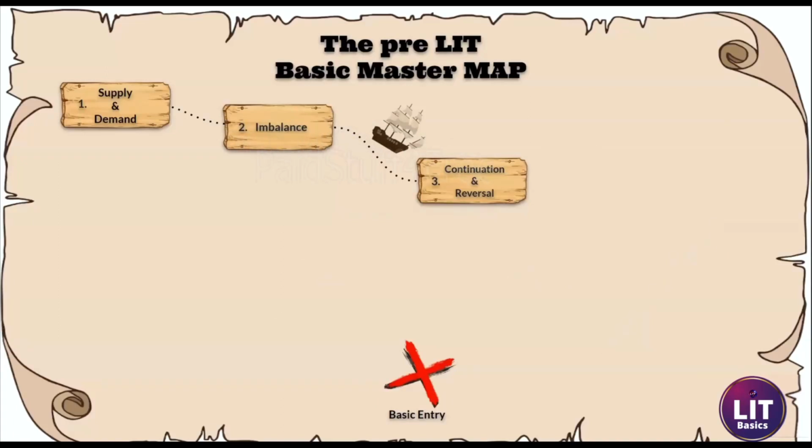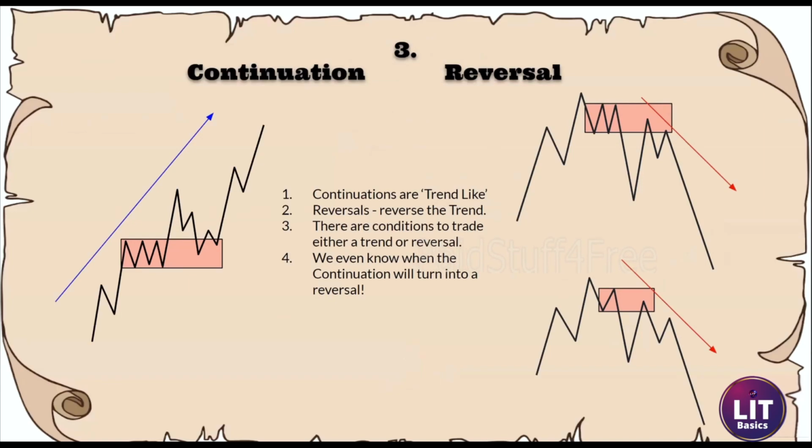That is supply and demand and imbalance. So now let's cover continuation and reversal. Continuations are obviously following the trend, and reversals are obviously reversing the trend. We have conditions to trade either one, but we're not going to go into that too much. And obviously, we even know when the continuation will actually become a reversal.